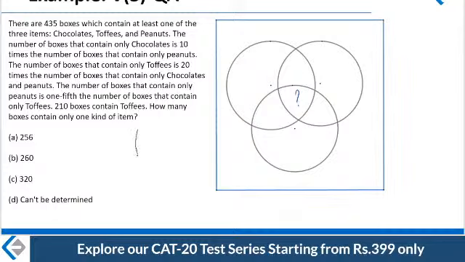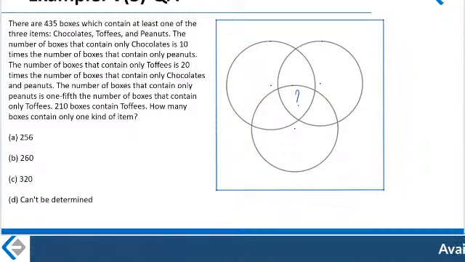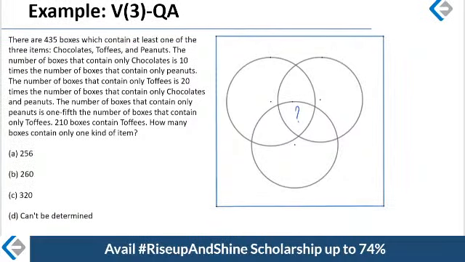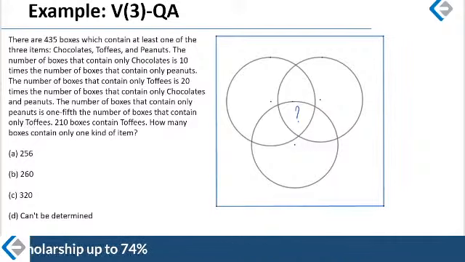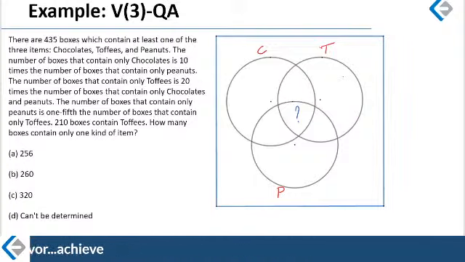There are 435. So what's given to me? There are 435 boxes which contain at least one of the three items, that is chocolate, toffee, and peanut. The number of boxes that contain only chocolates is, okay.